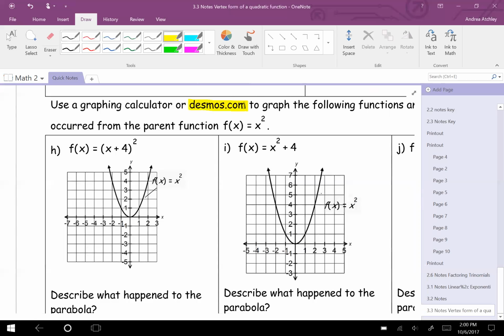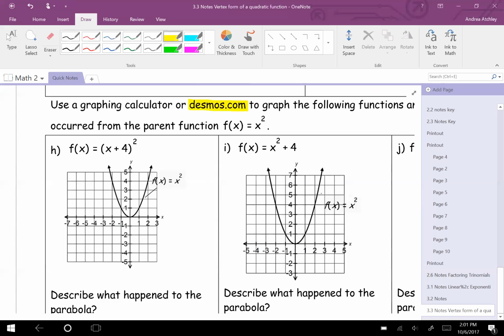Okay. Here we're going to just get an idea of what we think is going to happen if I add 4 to the length of the side of a square. What's going to happen to the graph? How is that going to change the basic graph of a parabola? Anyone have an idea of what's going to happen if I add 4? You think it's going to go up? Okay, anyone else have an idea? It's going to get wider.